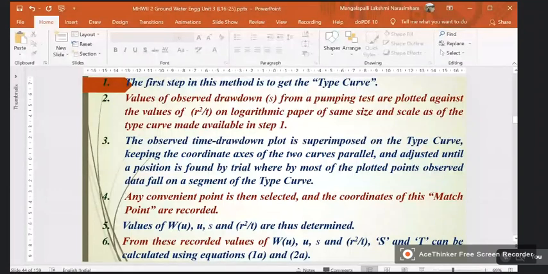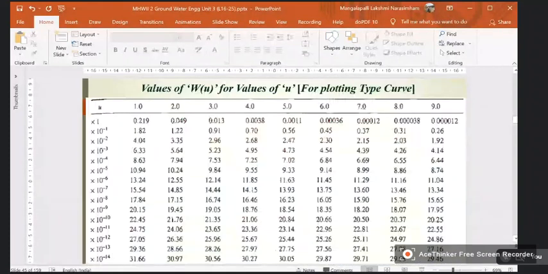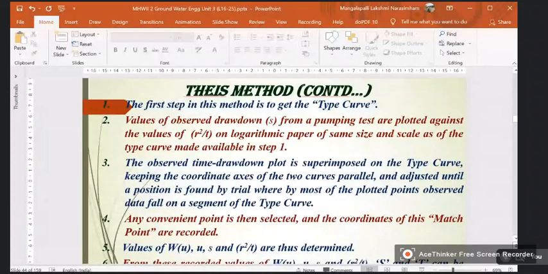This equation and this method, which I am going to explain, is given by Thies. So the Thies method enables us to calculate the aquifer constants, that is capital S and capital T, by conducting a pumping test and observing the drawdown in one single well, which is located at some distance R from the pumping well.